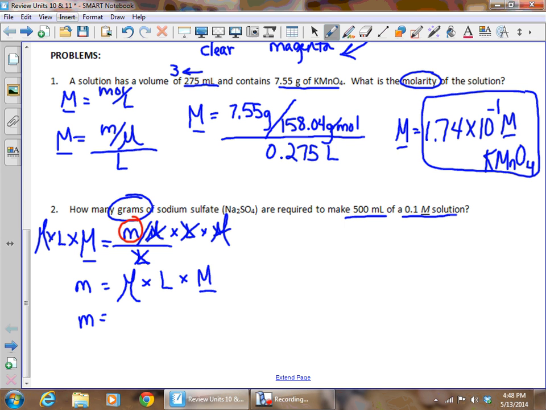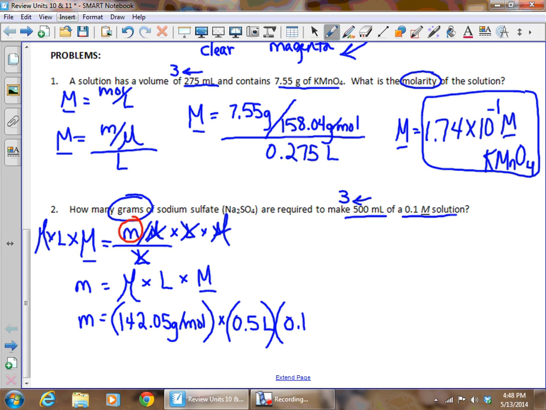The molar mass of sodium sulfate, if you add up 2 sodiums, 1 sulfur, and 4 oxygens, you end up with 142.05 grams per mole. We have a volume value of 500 milliliters, but keep in mind that we need that in liters. Rule of 3, moving the decimal 3 places to the left, we get 0.5 liters. And finally, the molarity is 0.1 moles per liter.